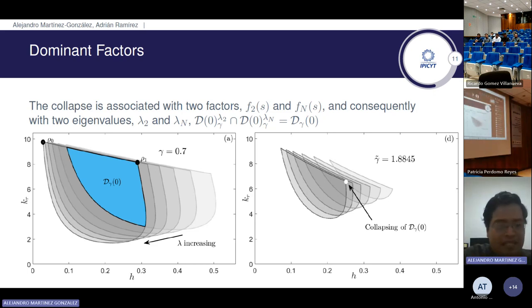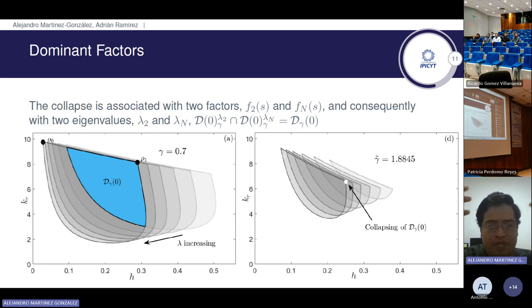Okay, but there is a key ingredient. On the left figure, we see that the blue region depends on the last factor and the first one. As we can see, on the right, we have the first factor associated with lambda 2, and the last one is associated with lambda n. And only these two factors determine the stability region of the system.